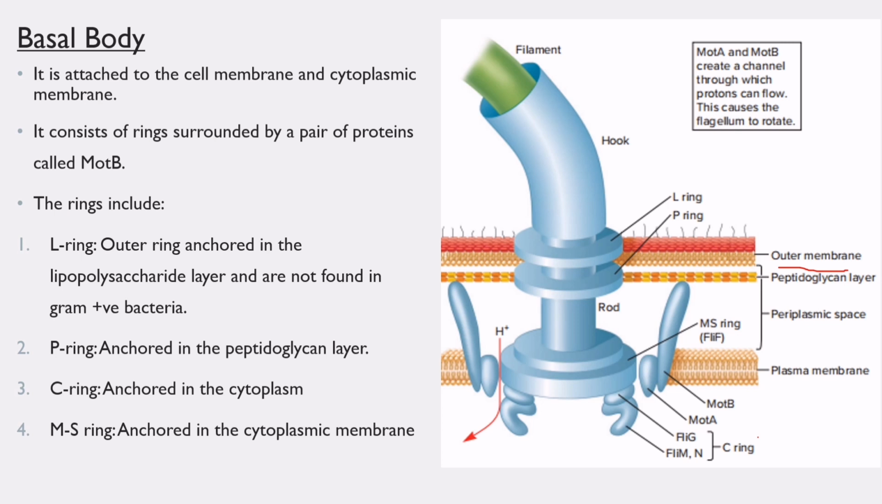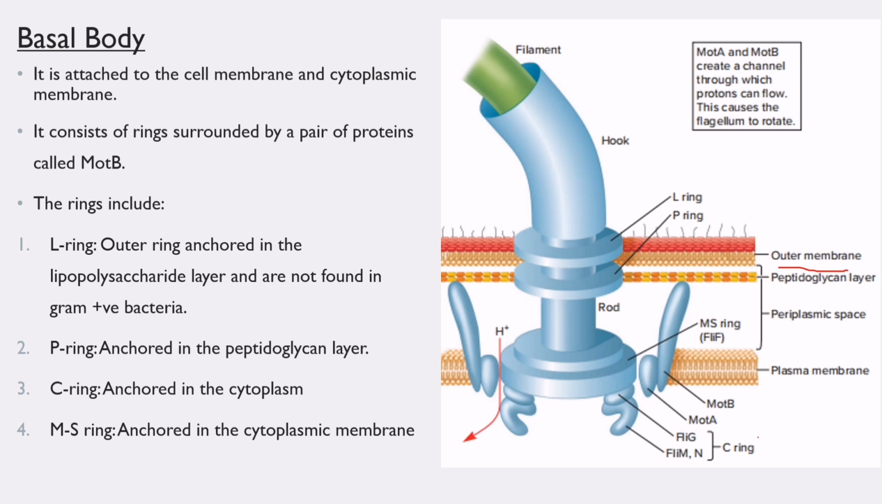And as there is no outer membrane where this L ring is anchored or attached in the LPS layer, there will be no such thing in the gram-positive bacteria. Therefore, there will be no L ring in the gram-positive bacteria. This is a gram-negative bacteria where there is an outer membrane present. Therefore, we have this L ring attached in the outer membrane region. The P ring is in the peptidoglycan layer, the C ring is present in the cytoplasm, and the MS rings are present in the cytoplasmic membrane or the plasma membrane.